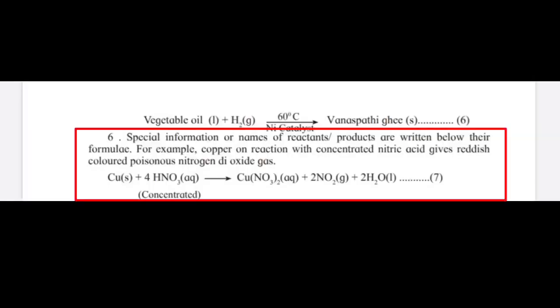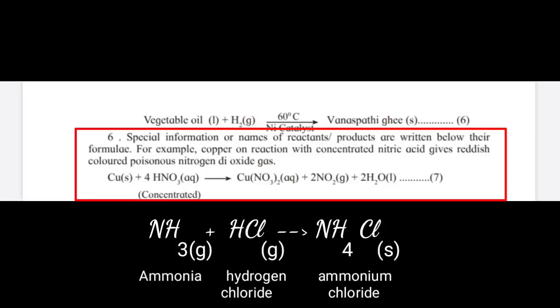Sixth point, special information or names of reactants and products are written below their formula. For example, ammonia plus hydrogen chloride giving you ammonium chloride.